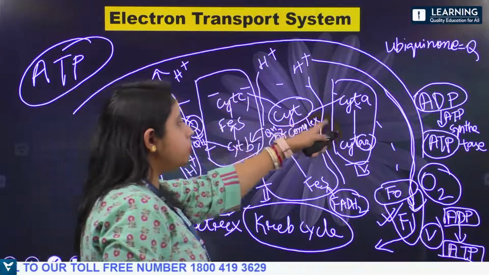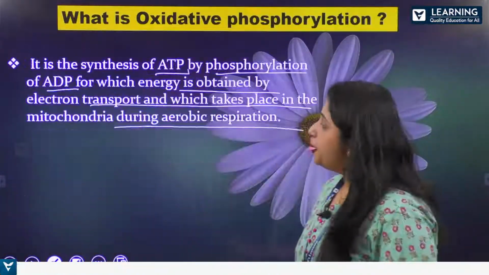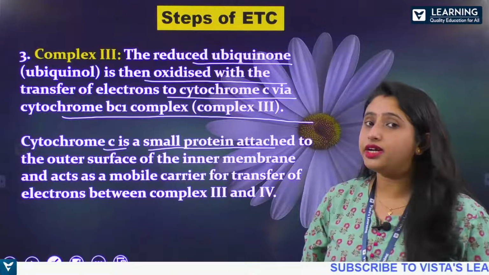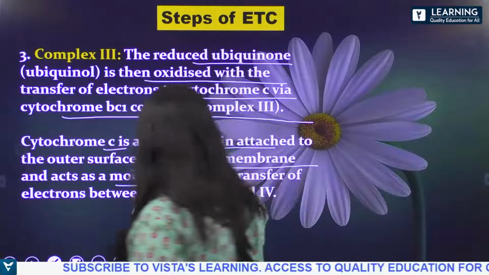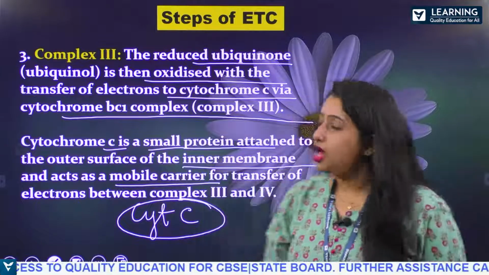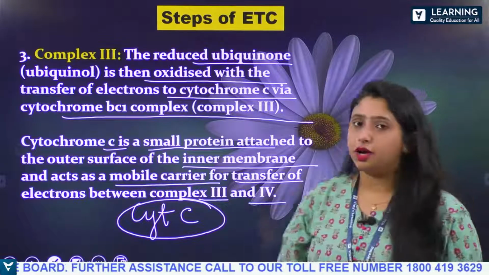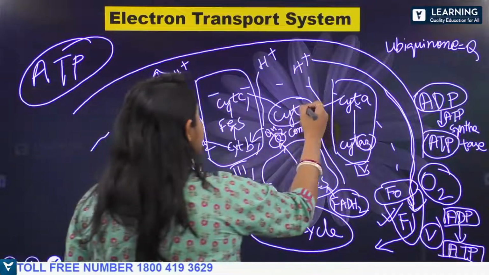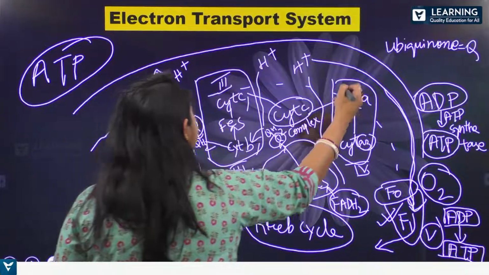Further, through the cytochrome complex, it forms cytochrome A and cytochrome A3 in complex number 4. In complex number 4, cytochrome C is a small protein which is attached to the outer surface of the inner membrane and acts as a mobile carrier. So here, which one is the mobile carrier? It is cytochrome C, a mobile carrier of electrons for transfer between complex number 3 and complex number 4.